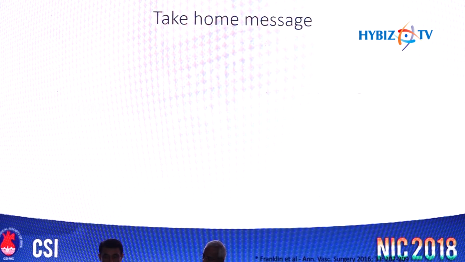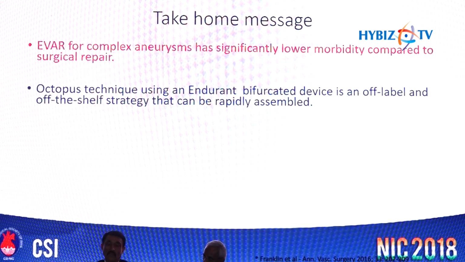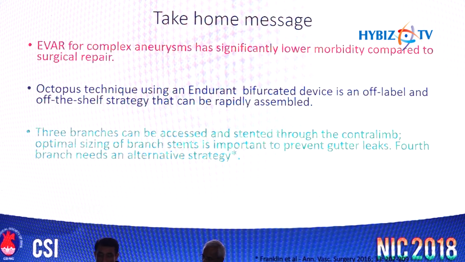So I would like to conclude by saying EVAR for complex aneurysm has significantly lower morbidity compared to surgical repair. Octopus technique using an Endurant bifurcated device is an off-label and off-the-shelf strategy that can be rapidly assembled. And 3 branches can be accessed and stented through the contralimb.